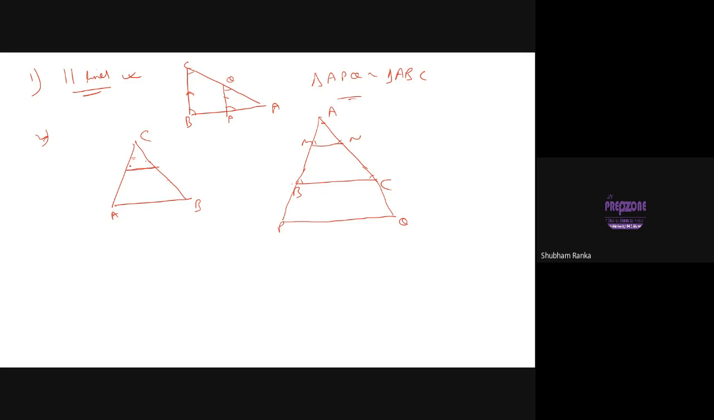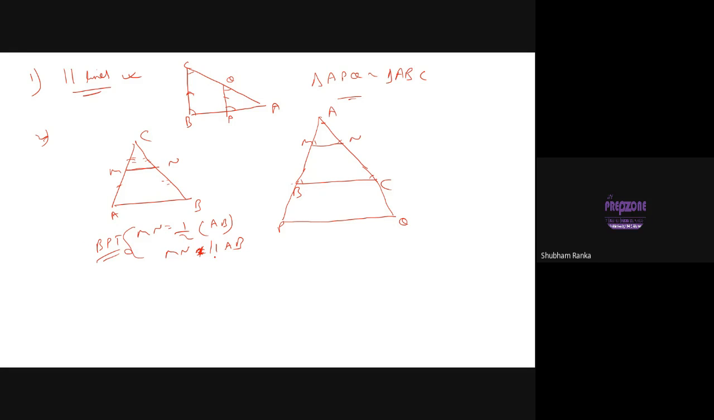So basically, if M and N are the midpoints of AC and AB respectively, then MN will be half of AB, only if it is a midpoint. And MN will be parallel to AB. So this is called the BPT, or the basic proportionality theorem.